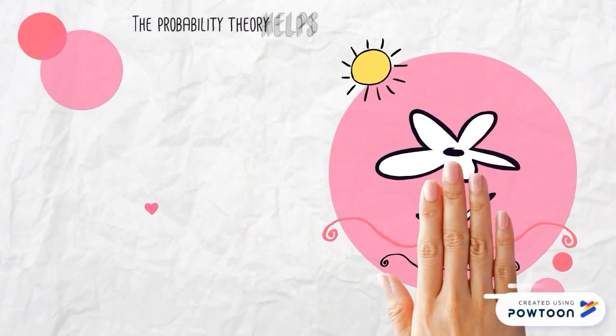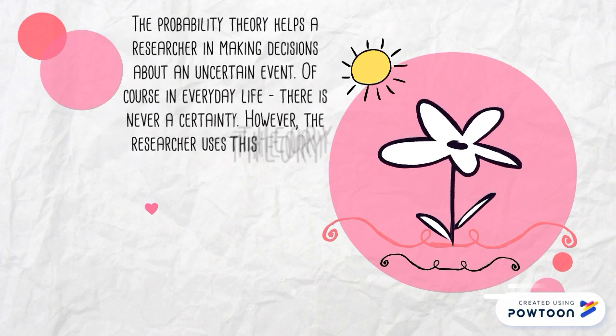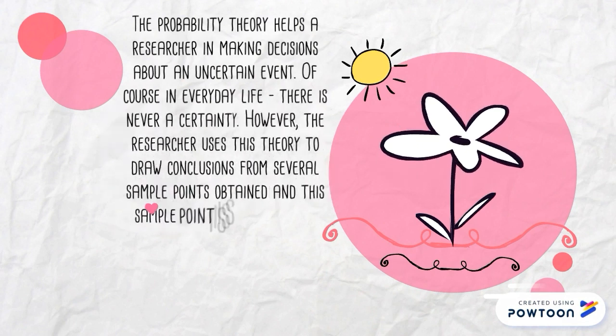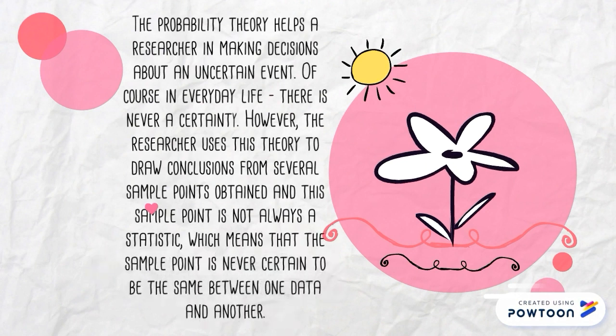Theory helps a researcher in making decisions about an uncertain event. Of course, in everyday life, there is never a certainty. The conclusion is, if we learn mathematics, we must practice, and practice, and we can get our purpose.